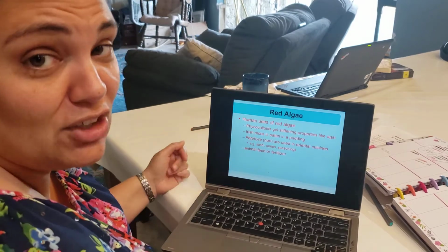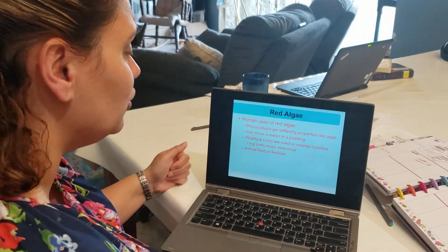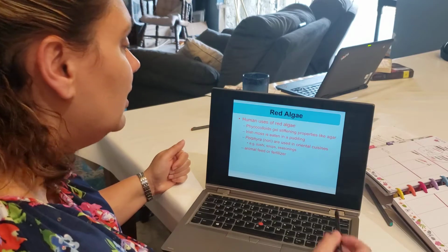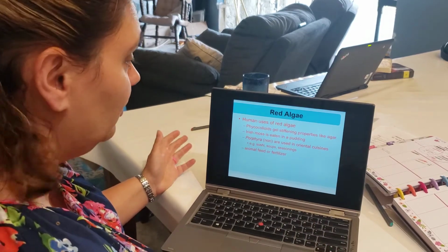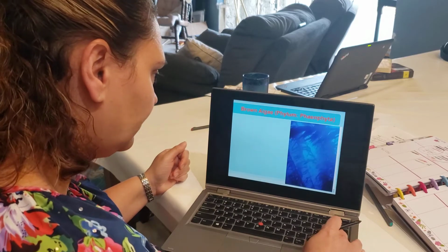Nori, what we feed Todd. What you find in sushi, some soups and some seasonings. Used a lot in Oriental cuisines, obviously. Animal feed and fertilizer is another use for red algae.